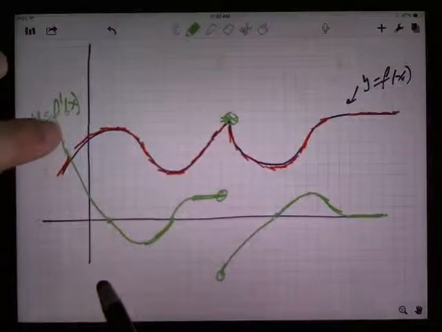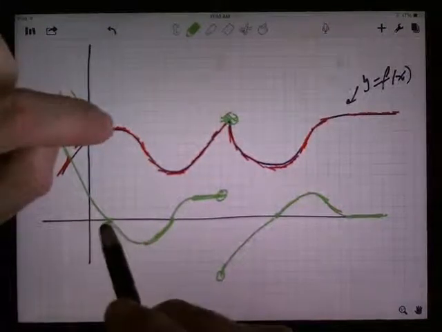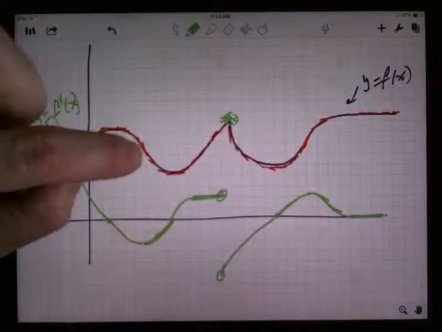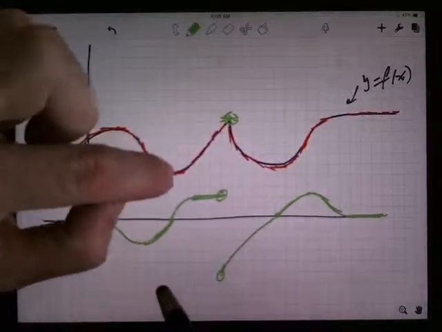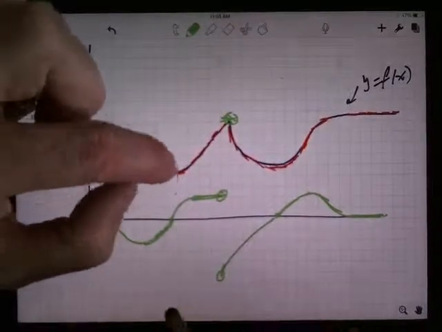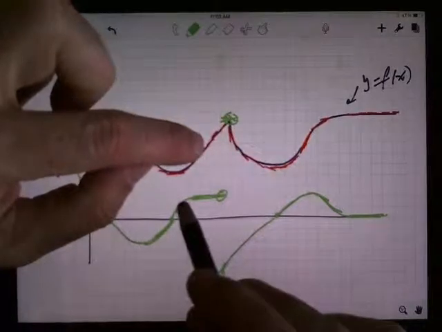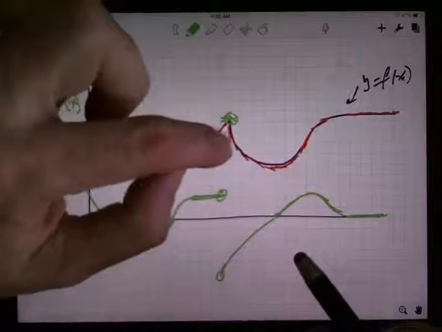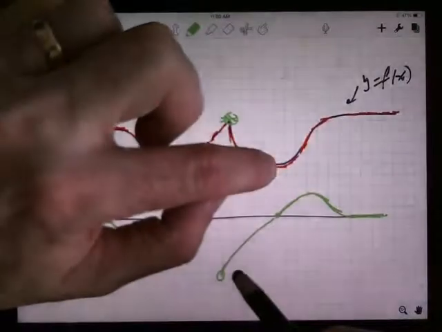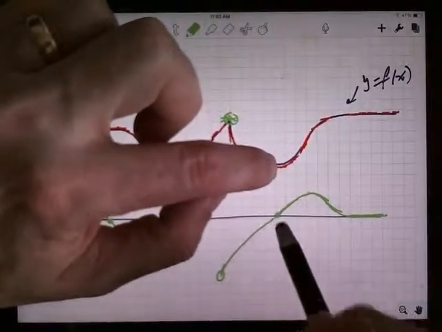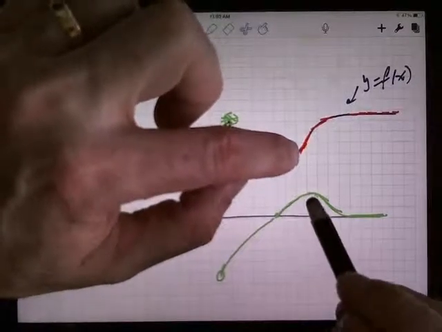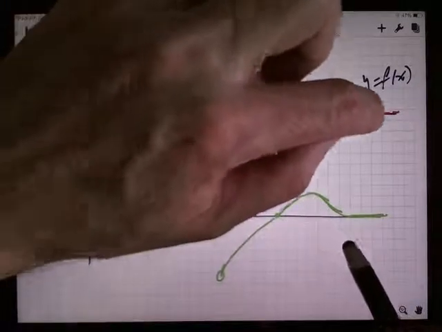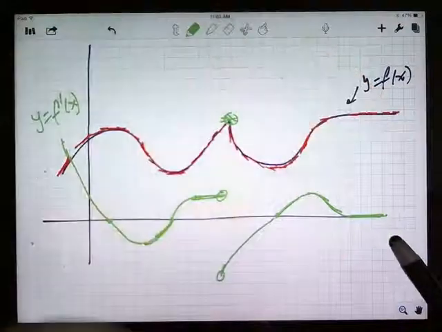Positive slopes, positive y value. Slope of 0, y value of 0. Negative slopes, negative y values. Slope of 0, y value of 0. Positive slopes, positive y values. Constant slope, constant y value. Negative slopes, negative y value. Slope of 0, y value of 0. Positive slopes, positive y values. Slope of 0, y value of 0.